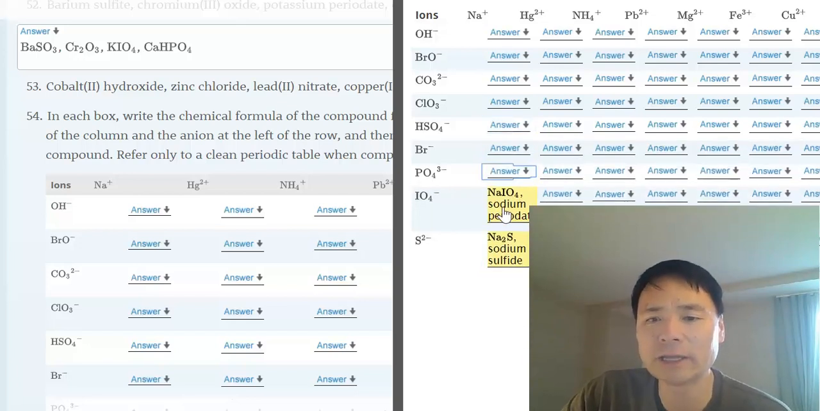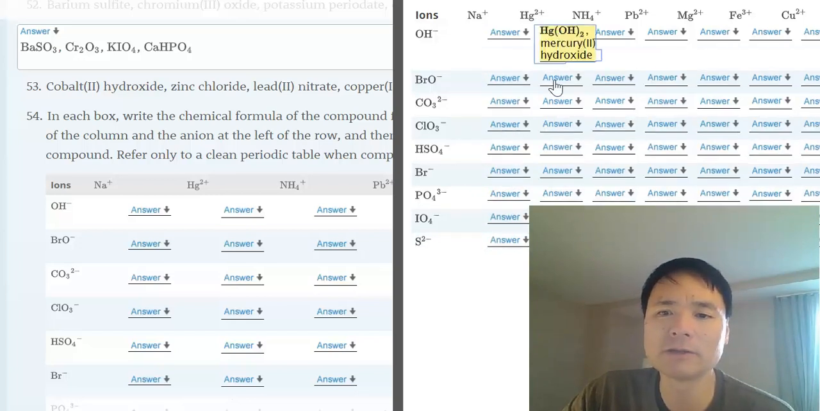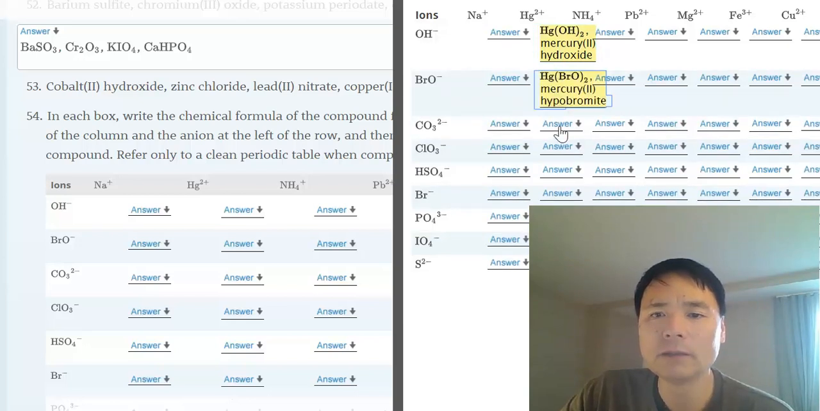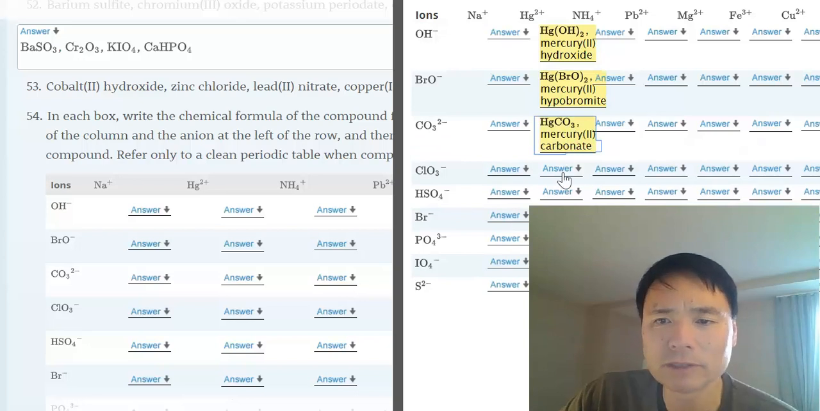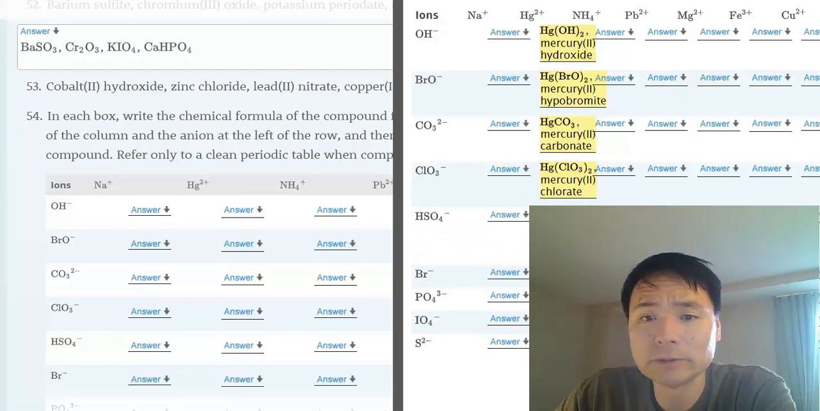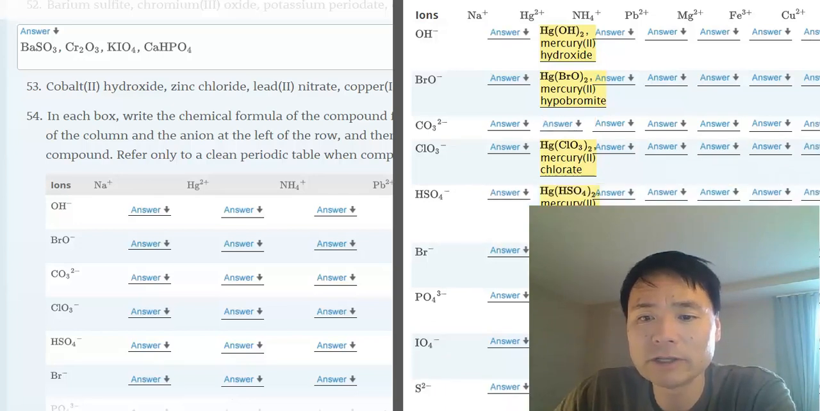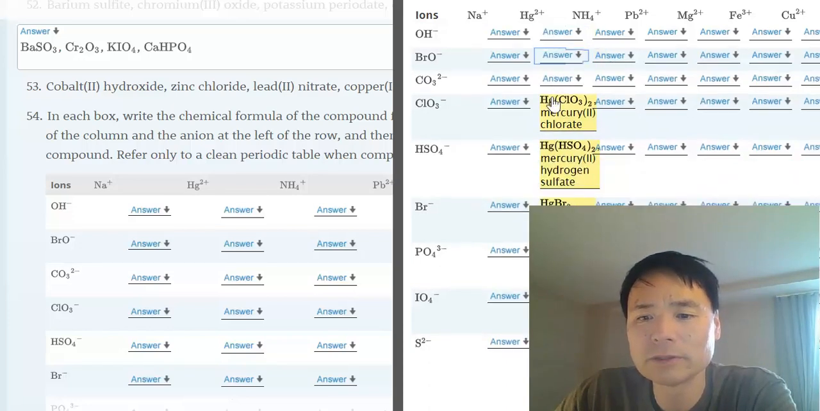Make the answer more compact, so let's collapse those. Same thing, this would be mercury(II) hydroxide, mercury(II) hypobromite, mercury(II), and when I say mercury 2, it's parentheses, Roman numeral 2, close parentheses. Mercury(II) carbonate, mercury(II) chlorate, mercury(II) hydrogen sulfate, mercury(II) bromide, mercury(II) phosphate, mercury(II) periodate. Let's just collapse one of these, and then mercury(II) sulfide. Mercury(II) sulfide. Let's collapse all these.